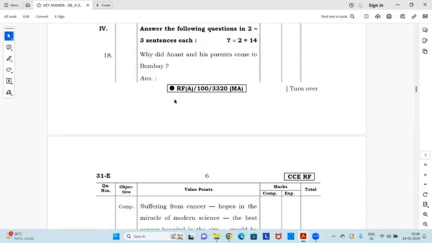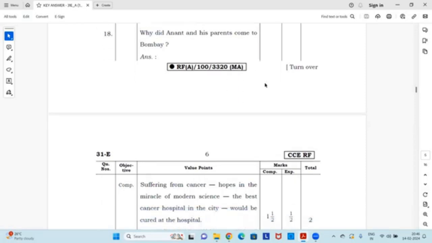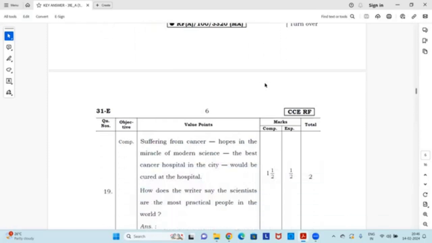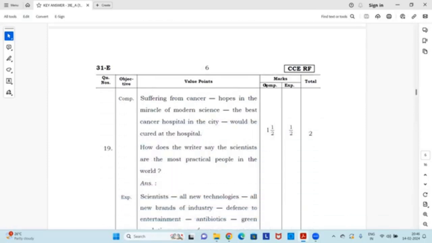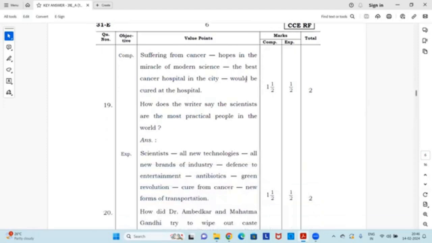Answer the following questions in 2 to 3 sentences. Now these are subjective questions. Why did Anand and his parents come to Bombay? So we have just the key points here of the answers. Because he was suffering from cancer, he hoped in the miracle of modern science. The best cancer hospital was in the city and he would be cured at the hospital. So these are the key points. This was the reason that Anand and his family came to Mumbai.